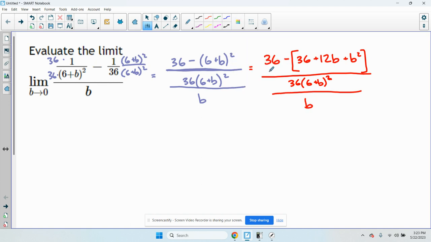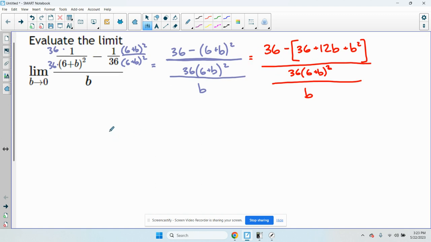So I can simplify this uppermost part of my complex fraction. And I get 36 minus 36, so they're going to cross out. The negative gets distributed to the 12b, so I have negative 12b. The negative gets distributed to the b squared, so I have negative b squared over 36 times 6 plus b squared, all over b.